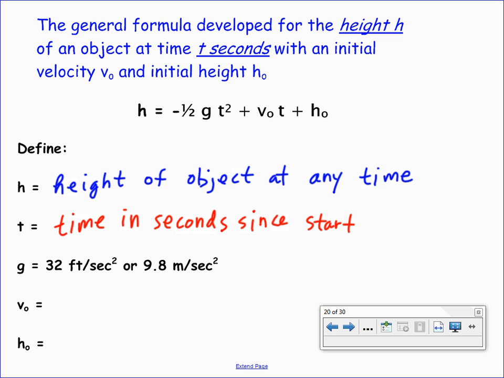In my equation, this will always determine the coefficient on my quadratic term, the t squared. If we're working with feet, then that negative 1/2 g will always be negative 16. If we're working with meters, then negative 1/2 times g is always going to equal negative 4.9. If you see a negative 4.9 on your t squared term, on your quadratic term, then I know I'm going to be working in meters.